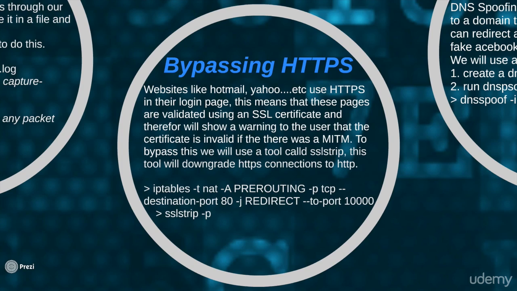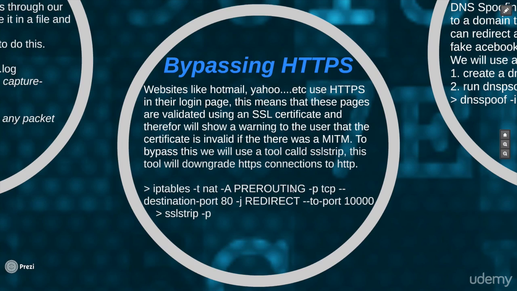So when you put, for example, login.yahoo.com, you automatically go to the HTTPS version of that website. What SSL Strip is going to do, it's going to detect that, and it's going to redirect you to the HTTP version. The target person will not see any warnings, and you will be able to capture the username and the password the same way we did before, because essentially the connection is not HTTPS anymore, it's just HTTP.